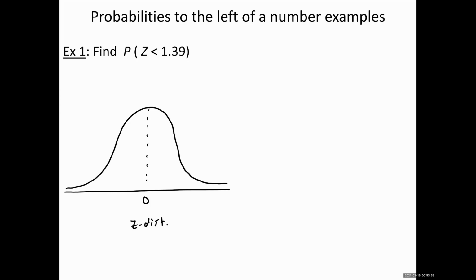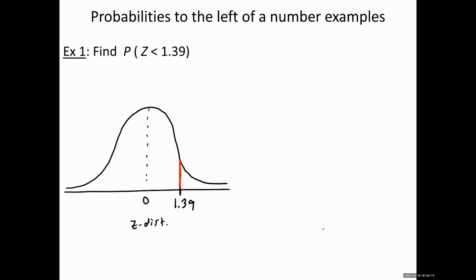Okay, now it says probability Z less than 1.39, because the number is positive 1.39. It's on the right side of 0. So somewhere on the right side, put a tick mark and label it 1.39. Then we're going to go up to the curve.